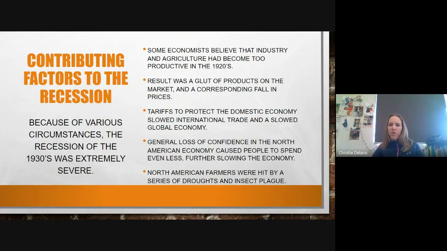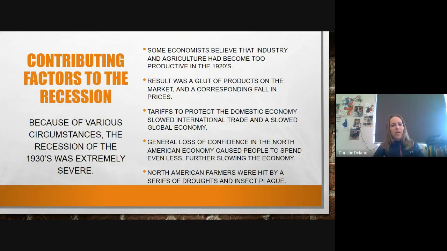The tariffs that we've already mentioned, these taxes on imports in order to protect the local economies, right? That further slowed the global economy. The idea that you have a loss of confidence in the economy itself. So you've got people spending even less money. And that's going to slow the economy down, right? When people don't have money to spend and it's not getting spent, that slows the economy down.